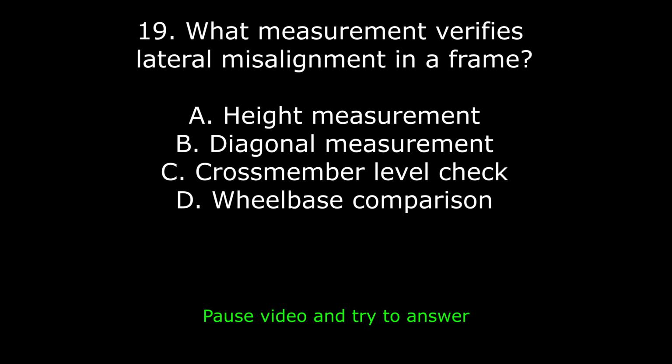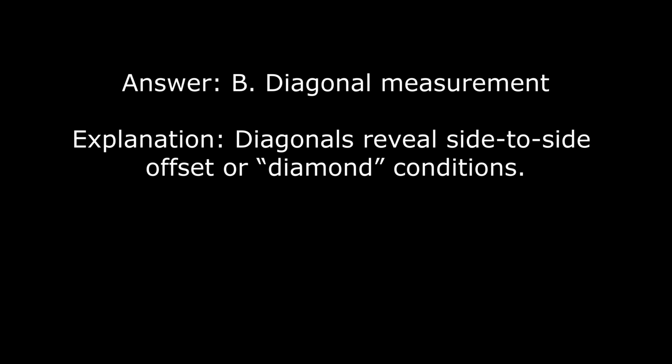19. What measurement verifies lateral misalignment in a frame? A. Height measurement. B. Diagonal measurement. C. Crossmember level check. D. Wheelbase comparison. Answer: B. Diagonal measurement. Explanation: diagonals reveal side-to-side offset or diamond conditions.